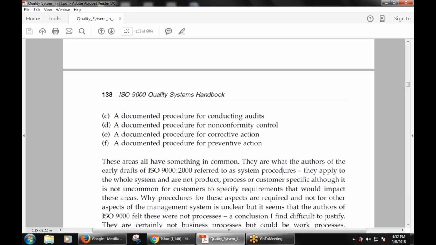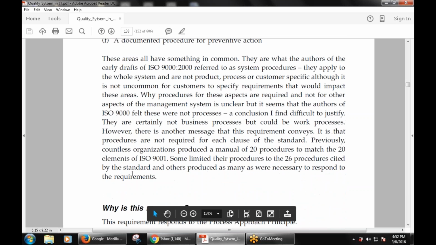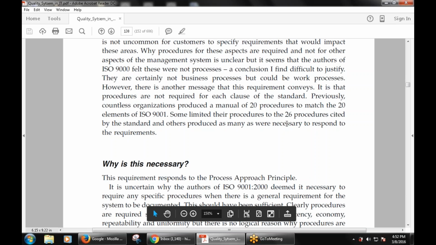Now the next question is why procedures are followed, or why there is an impact of the ISO 9000 standard. That is one of the best examples required: why is this necessary? What is the main aim, or the main target, of the process approach model?